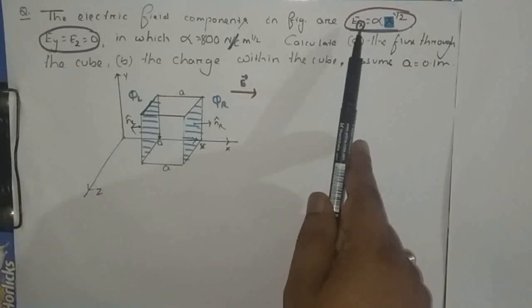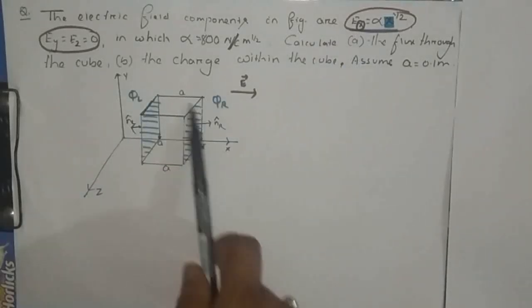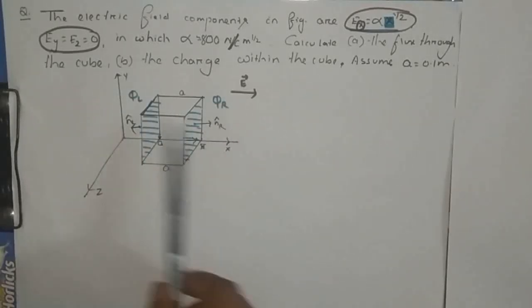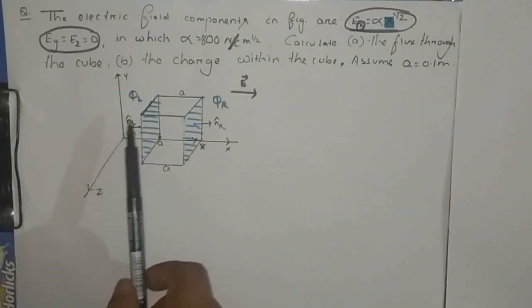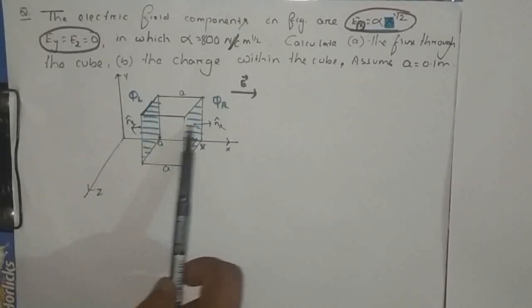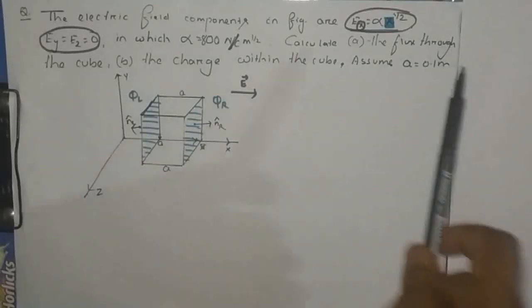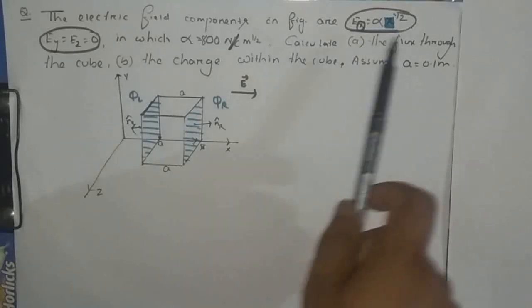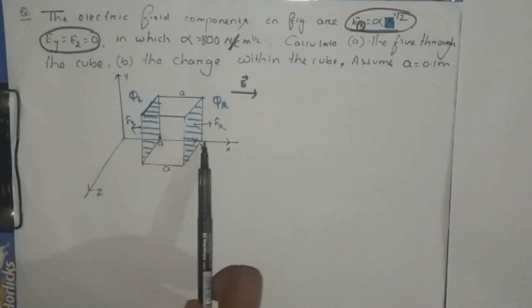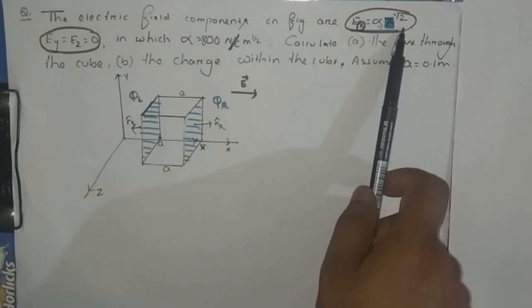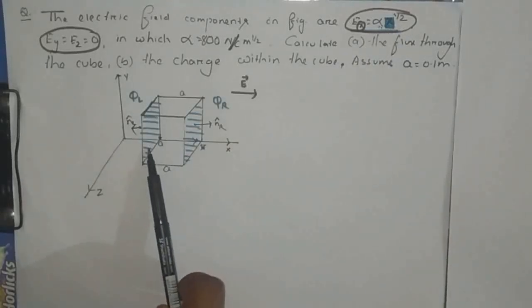Now again, if it were a uniform electric field, net flux would be 0. Whatever lines enter, that amount of lines will leave. If it is parallel, there is a chance that it will cancel each other. Entering means minus, leaving means plus, they will cancel each other. But here the problem is, it depends on x. That means with respect to position, electric field varies. It is alpha x to the power 1 by 2, so with respect to position, electric field increases.